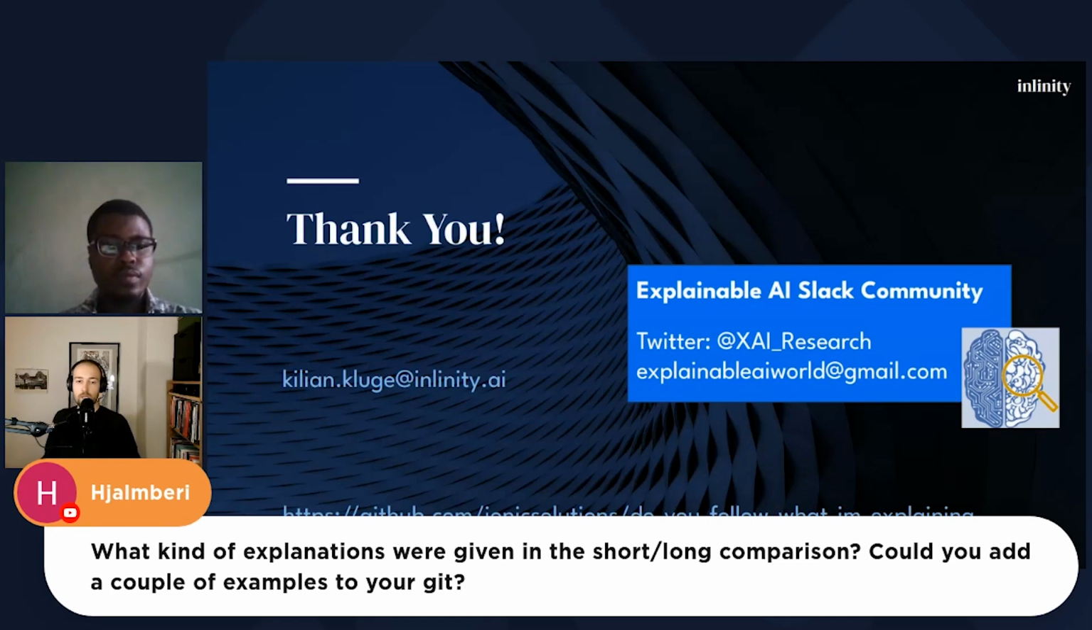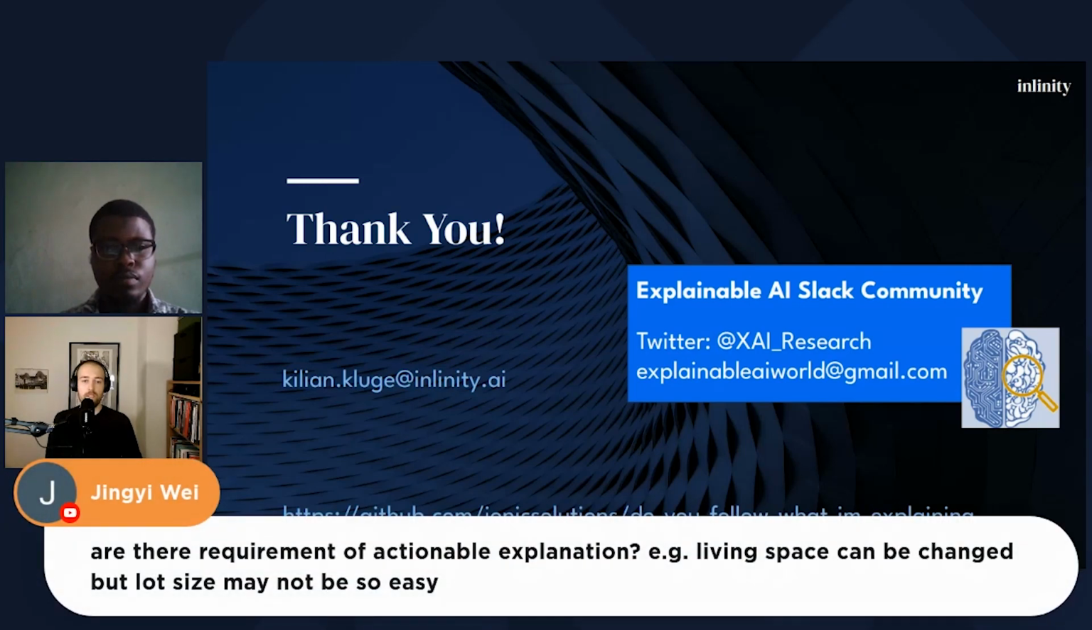Okay, so the question is, what kind of explanations were given in the short-long comparison? Could you add a couple of examples to your Git? Yes, I can do that. I have already linked the research papers about that. Essentially, these were textual explanations, very similar to the example we've just seen, but for a plant species app. You have a smartphone app, and you take a photograph of a leaf, for example, or of some plant, and then the AI system explains to you what kind of tree this leaf belongs to. This was the setting that we used in order to assess different properties and qualities of explanations. All the details are in the Git.